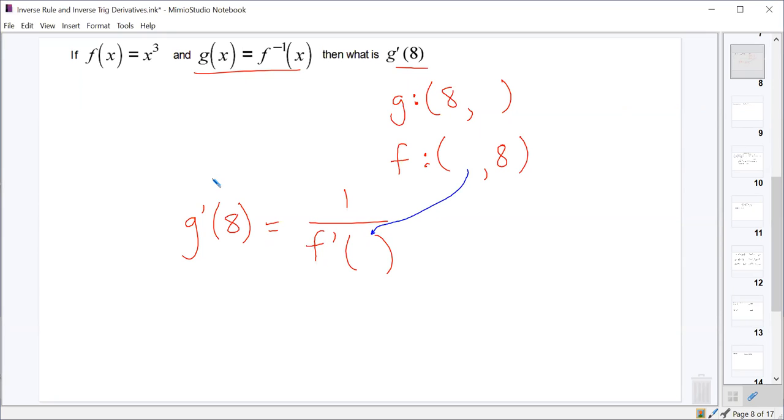Yes. Okay. So how do we figure out when f of x has a y value of 8? Well, set f of x equal to 8, right? So x cubed equals 8 when x is 2. So this point is (2, 8). This point was (8, 2). And g prime of 8 ought to be 1 over f prime of 2. So first off, what's f prime of x?